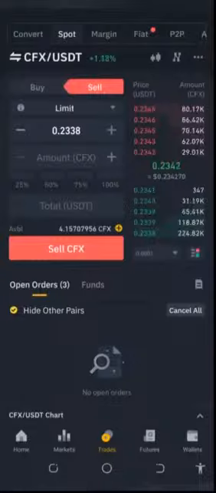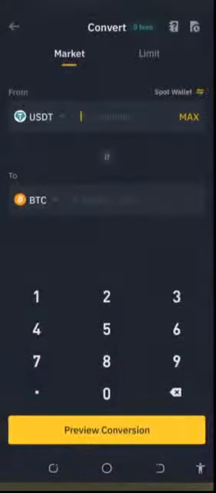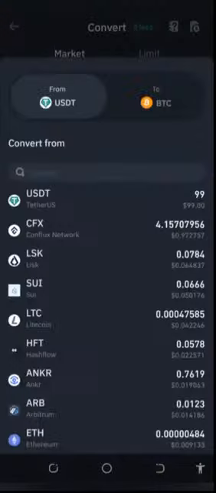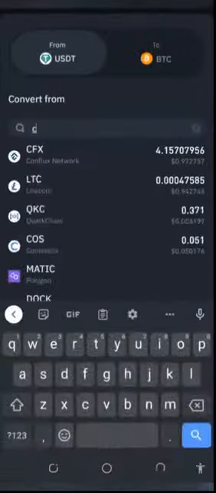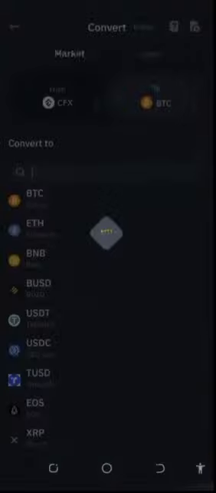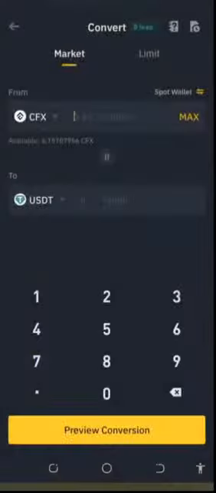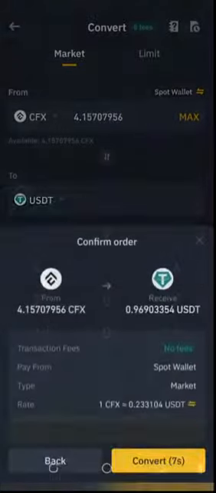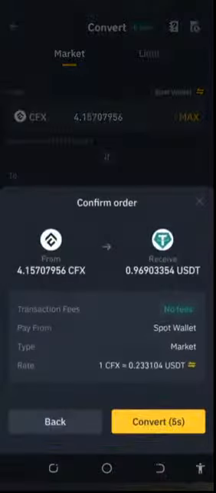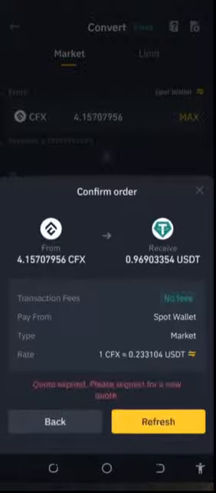Okay, it has arrived. 4.15. Okay, we sent out 4.26. Now it's at 4.15. Obviously, we cannot change it here. So we have to go back to our convert and then we will put that in here. Let's put in CFX. Okay, and then USDT. And let's see how much. Max. Let's see how much we get. I was too much in a hurry to get that back. Oh, we lost 4 cents. Is it 4 cents? About 3 cents thereabout.